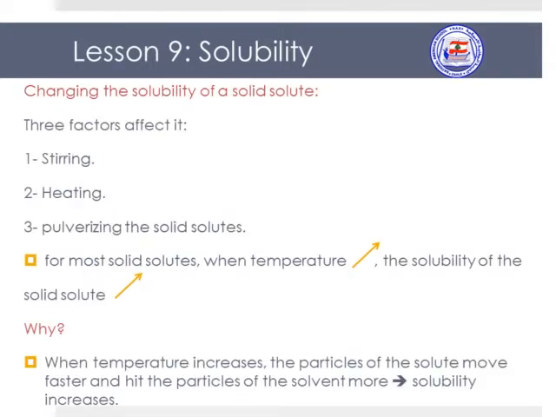To change the solubility of a solid solute, we can do three things. First, we can stir using a spoon or a spatula. Second, we can heat the solution. And third, we can crush the solid solute to make it smaller particles. Now, of course, stirring and crushing the particles increases the solubility. It makes more solute dissolve faster.